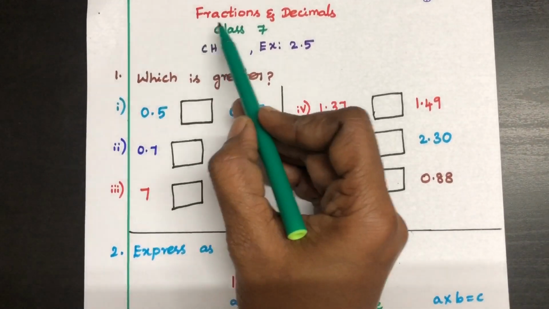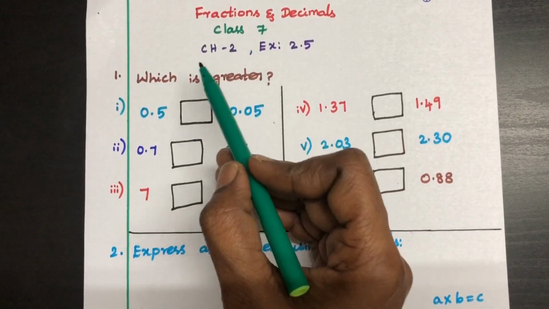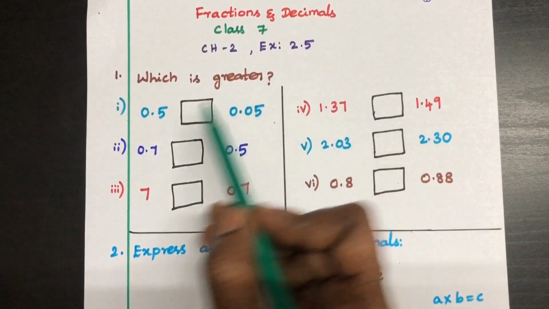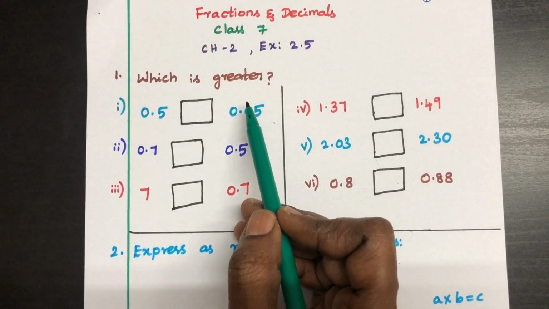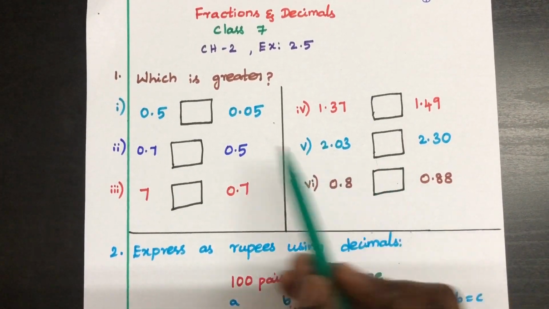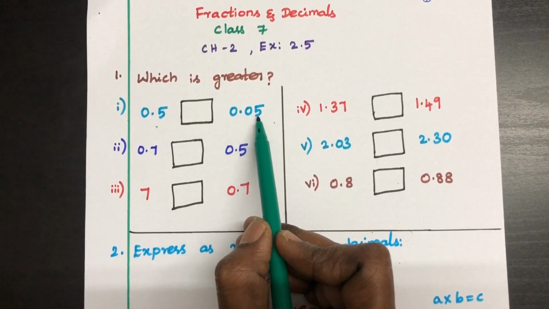Today we are going to see fractions and decimals of class 7 chapter 2 exercise number 2.5. Which is greater? In decimals we are going to compare which is greater. See, 0.5 compared with 0.05.